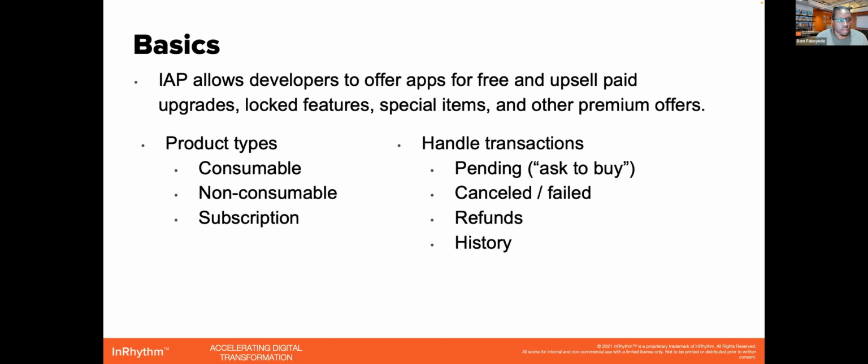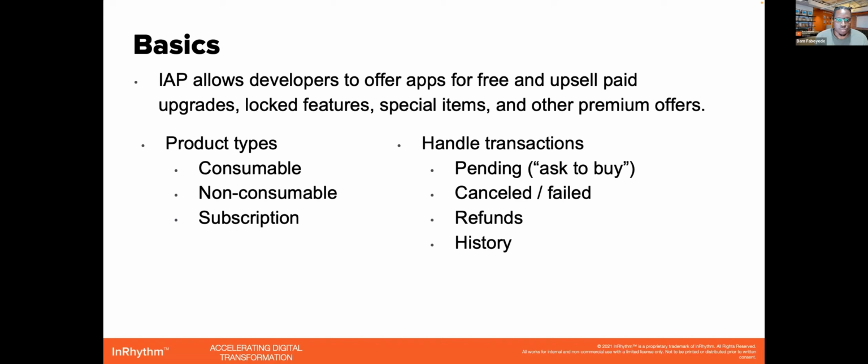Different types of in-app purchases are consumable, which are items that are consumed. For example, if you have a game and you want to give them credits or things like that, that's a consumable. Non-consumables are completely the opposite of that. And subscriptions, which we all know what subscriptions are. It's a good way to keep recurring revenue for your app.